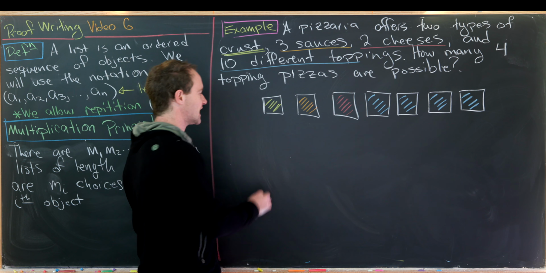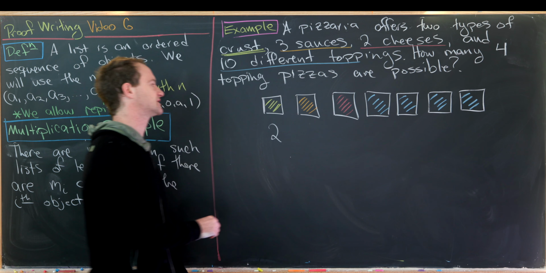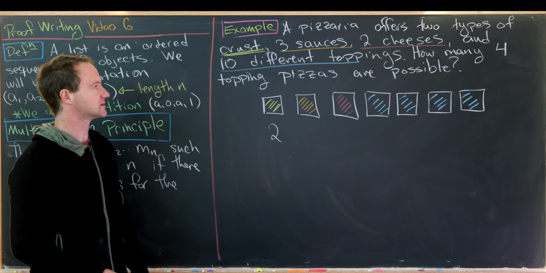So there are two types of crust, so there are two choices for this box. There are three sauces, so there are three choices for this next box. Two cheeses, so there are two choices for this next box. And then 10 different toppings.